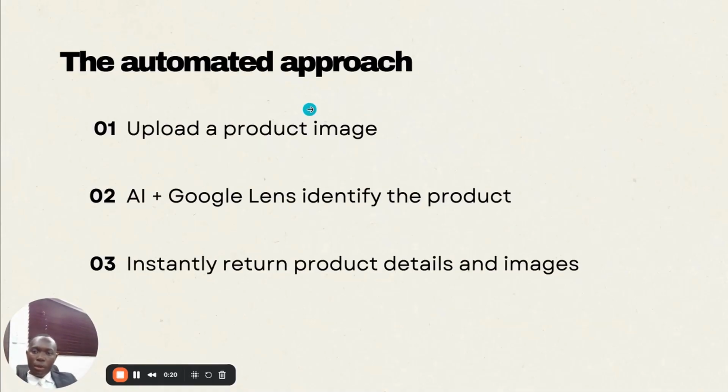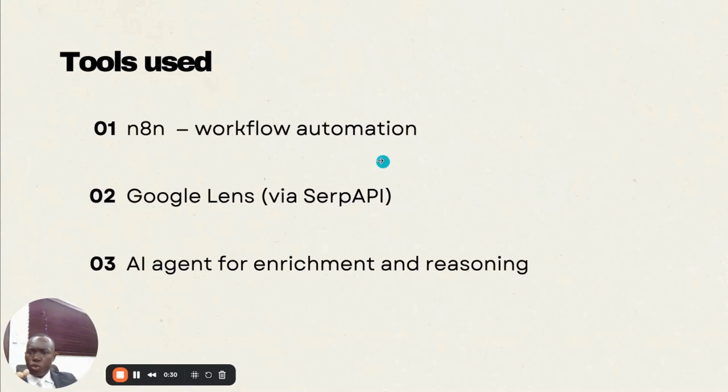So, the automated approach: you only upload the product image, AI and Google Lens identify the product, then you instantly get the product details and images. For the tools used, we'll be using N8N for the workflow automation, Google Lens via SERP API, and then the AI agent for enrichment and reasoning and adding the quick details regarding the product.